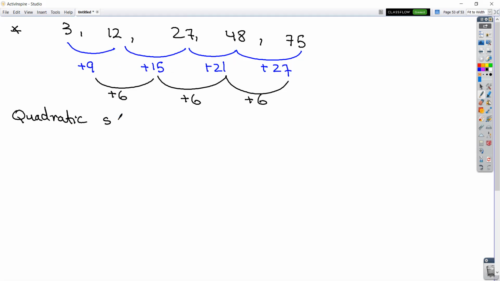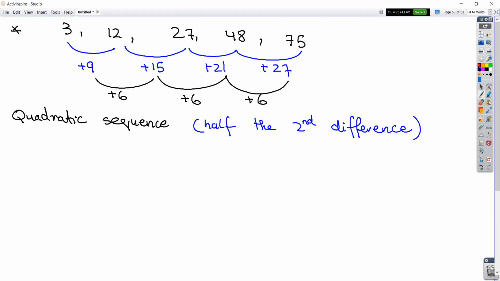And because it is a quadratic sequence, the next thing we're going to do is halve the second difference. So the second difference is 6. Half of the second difference, 6 divided by 2, is 3. So the first term of my quadratic sequence would be 3n squared. To see whether we have more terms after 3n squared or not, we can draw the table and see it.